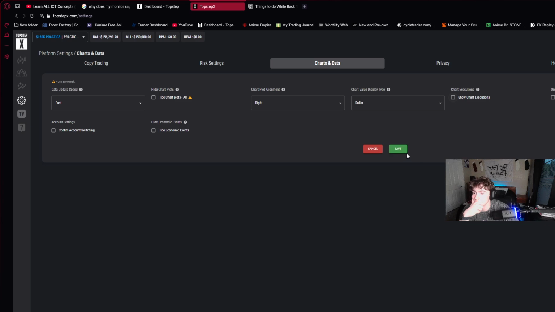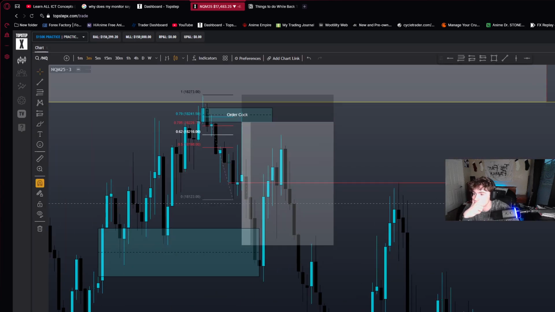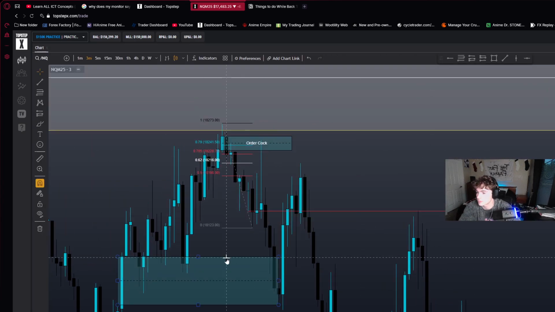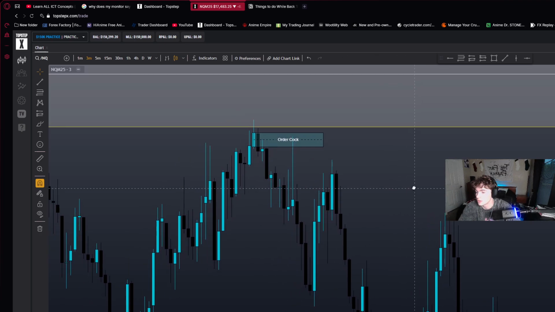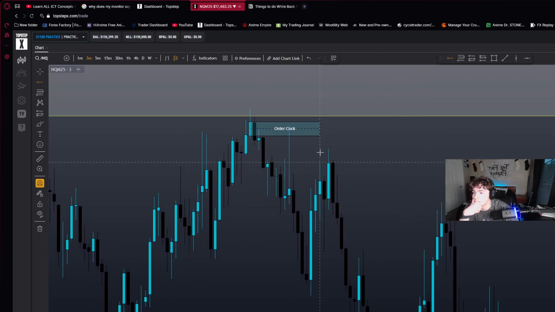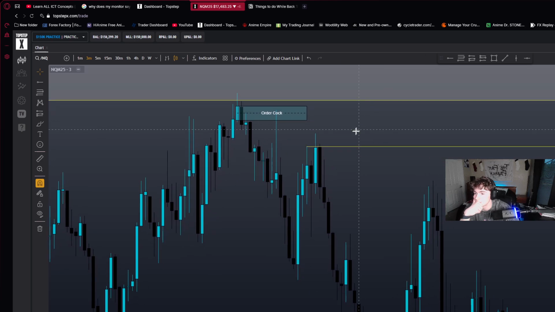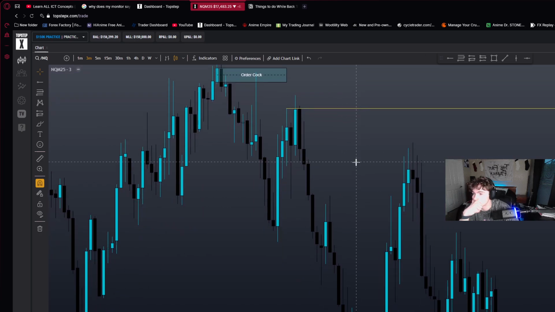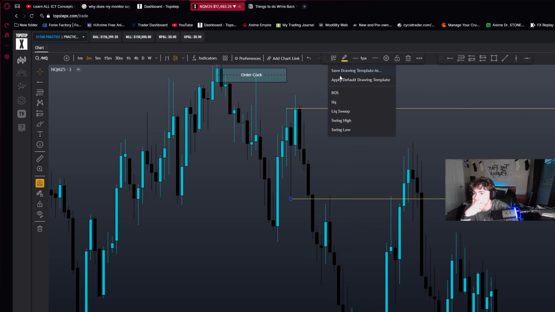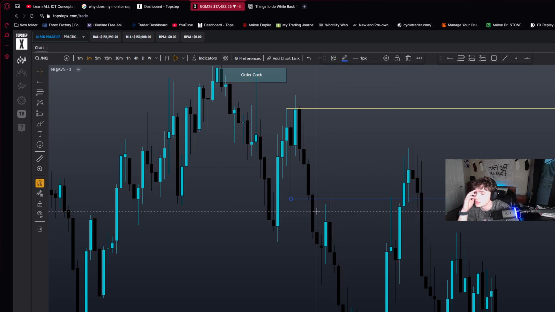Okay, so charts and data, show execution, save chart. All right, cool. All right, nice. So we have another liquidity sweep right here. We're gonna break structure off this swing low on this candle. What was I doing? Swing low. Then we break structure on this candle. Price actually retraces to the swing low.